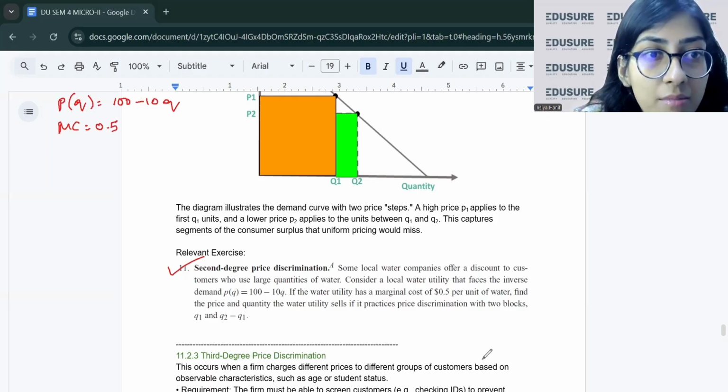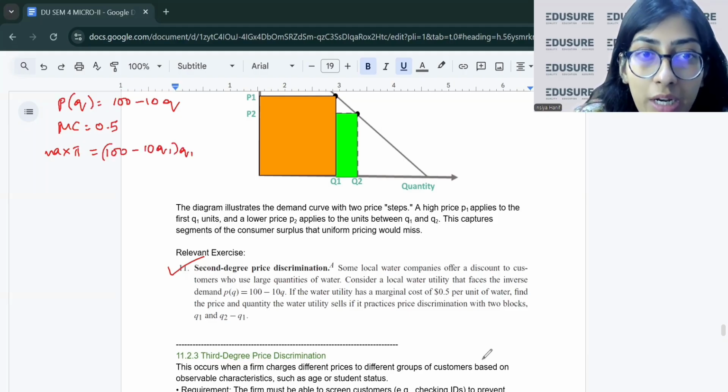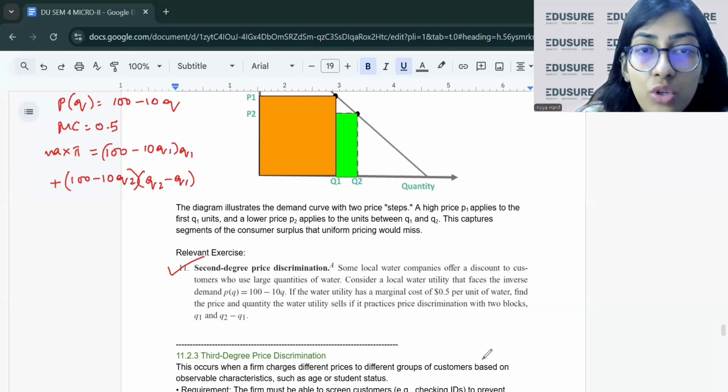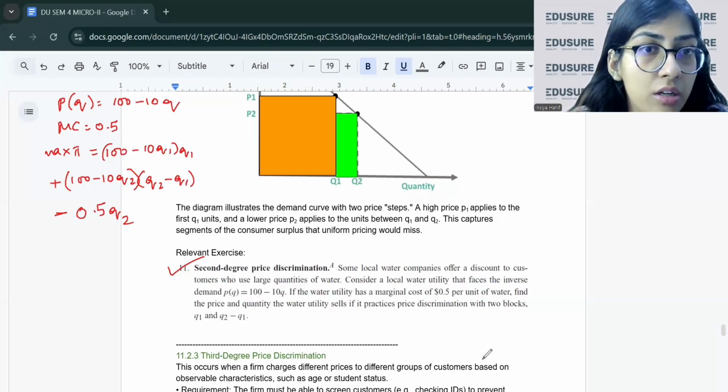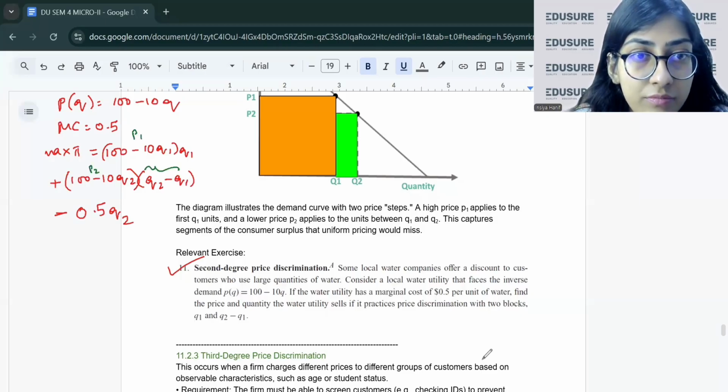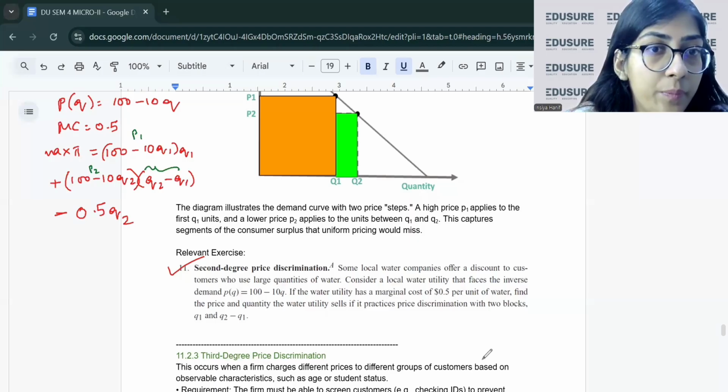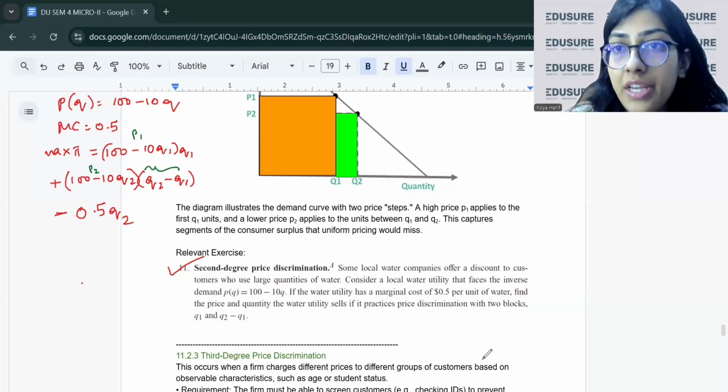ठीक है, so you maximize profit. This should be equal to (100 minus 10 Q1) into Q1, plus (100 minus 10 Q2), because it's the price for the second one, into the additional, so Q2 minus Q1, minus 0.5 Q2. Okay, so basically let me write it here. So this is P1, this is P2, and this is that extra, right? Okay. So now we differentiate with respect to Q1.